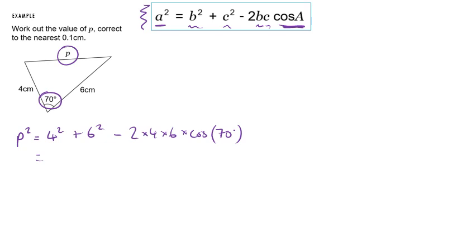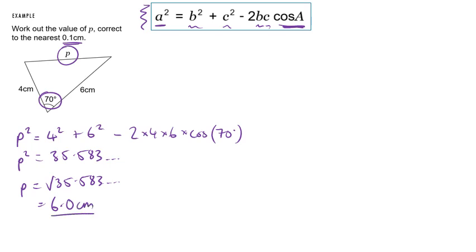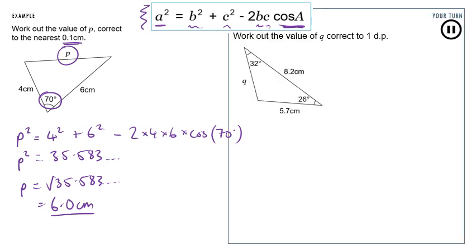So carefully put this into the calculator. This gives us 35.583. We're not going to round it yet, but this is the value, remember, for p squared. We want to find the value for p, so it's just a case of finding the square root of this. And in the question, it asks us the nearest 0.1 centimetre, and it comes out as 5.96, so that'll be 6.0 centimetres. So that's how we use the rule.